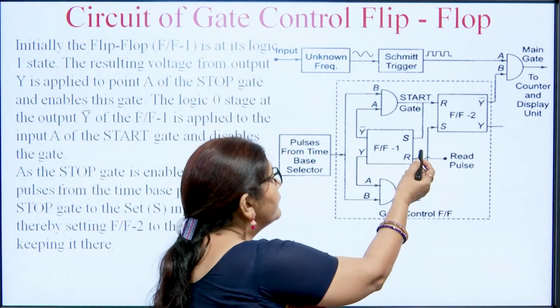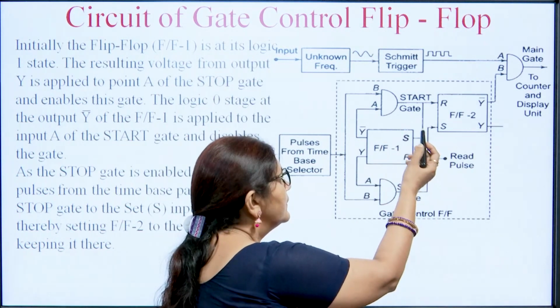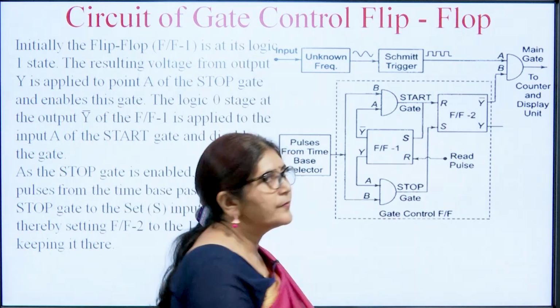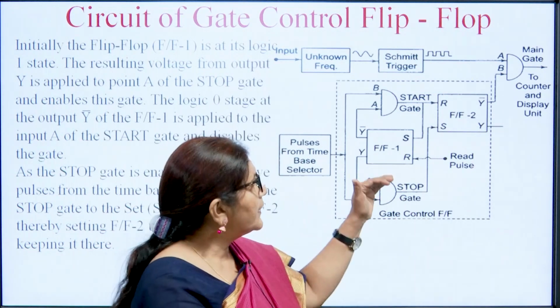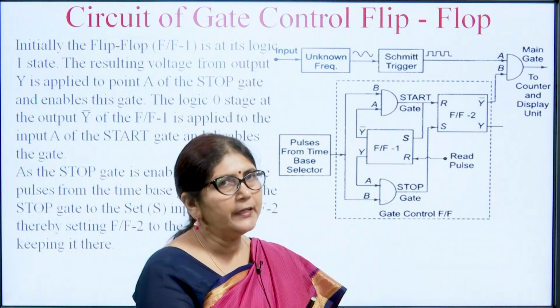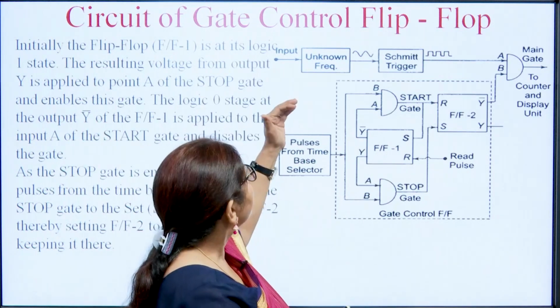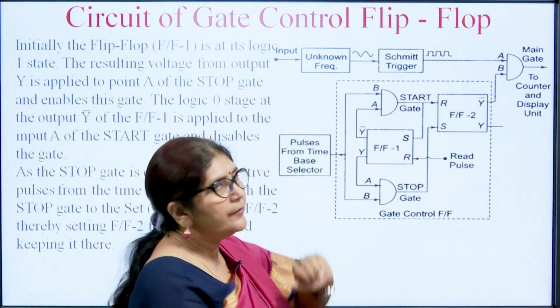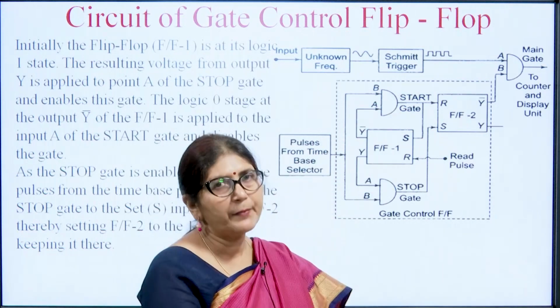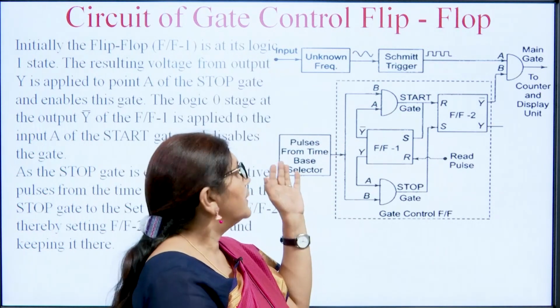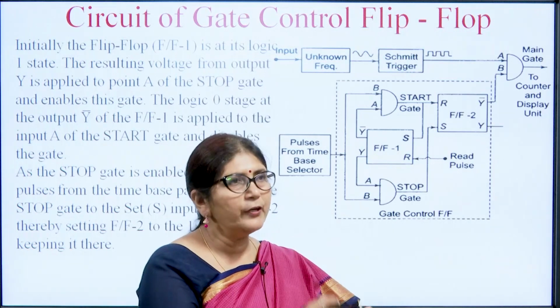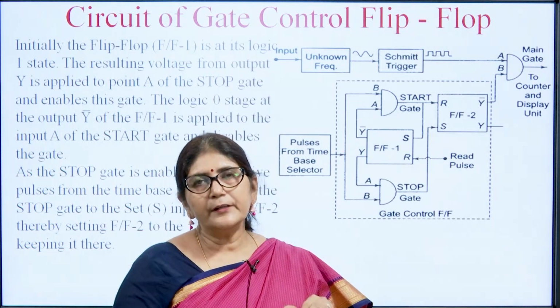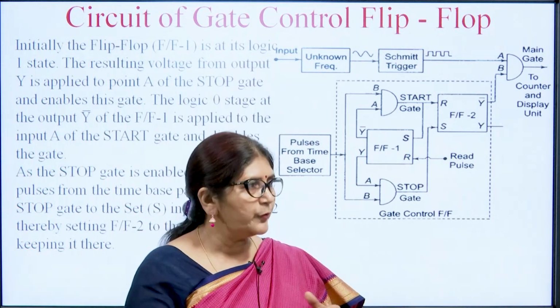When it resets flip flop 2, the flip flop 2 output y bar is high, and when y bar is high, it will enable the main gate. So, when the main gate is enabled and an input of unknown frequency is applied, if the input voltage is high, then we need an attenuator to attenuate that input voltage.